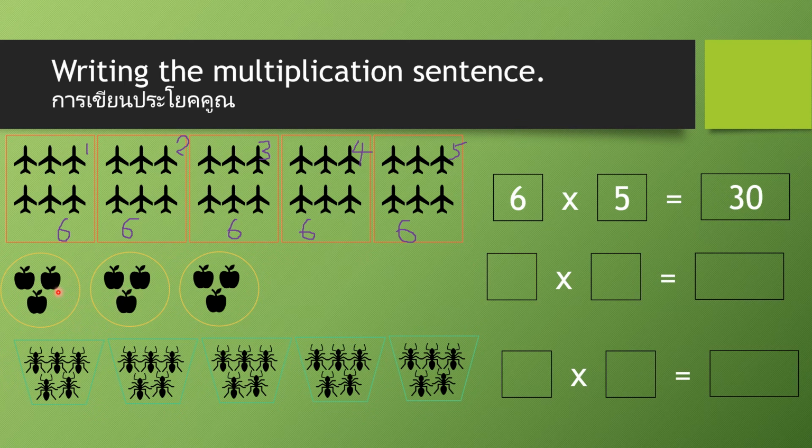So next one, we have 3 circles. In one circle, how many apples do we have? We have 3 apples. So what can we write here? 3 apples times 3 circles equals 9. Okay, so now it's your turn.